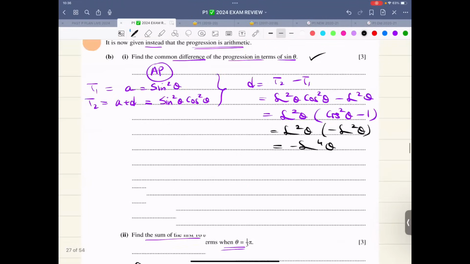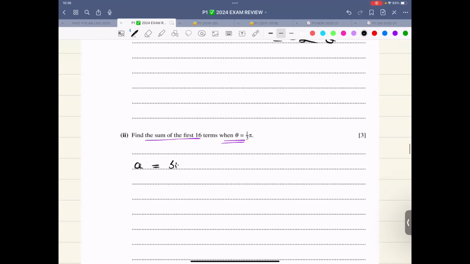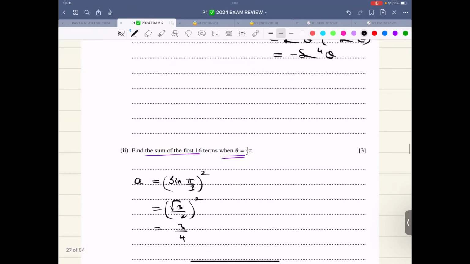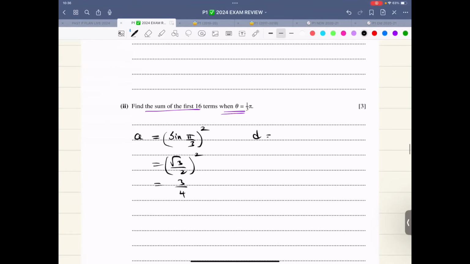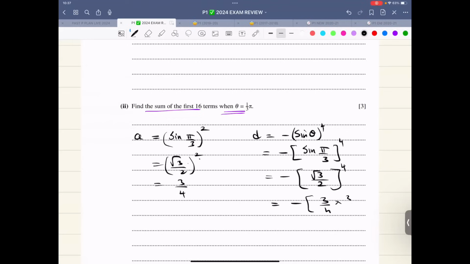Find the common difference in terms of sine, perfect, and find the sum of the first 16 terms. So if theta is pi by 3, a is sine of pi by 3 whole squared, which is root 3 over 2 whole squared, which is 3 over 4. And the common difference is negative sine theta raised to the power of 4. This is negative sine pi by 3 raised to the power of 4, negative root 3 over 2 raised to the power of 4. Now, root 3 over 2 whole squared is 3/4. So basically, this is negative 3/4 into 3/4, which comes out to be negative 9 over 16.